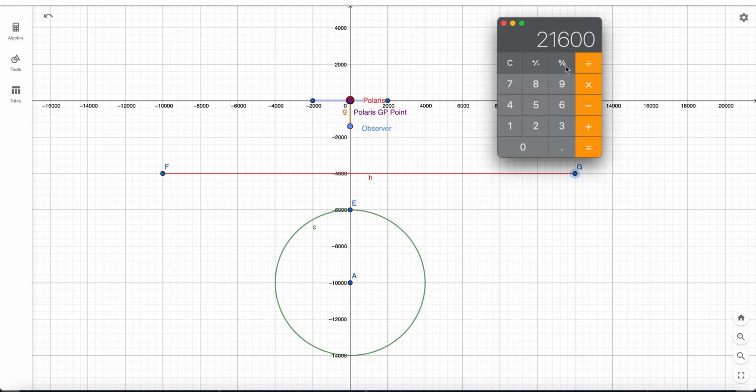So you want to get the radius of that. So what you're going to do is divide it by 3.14, right? Equals 6878.98 and change. Nautical miles of diameter.